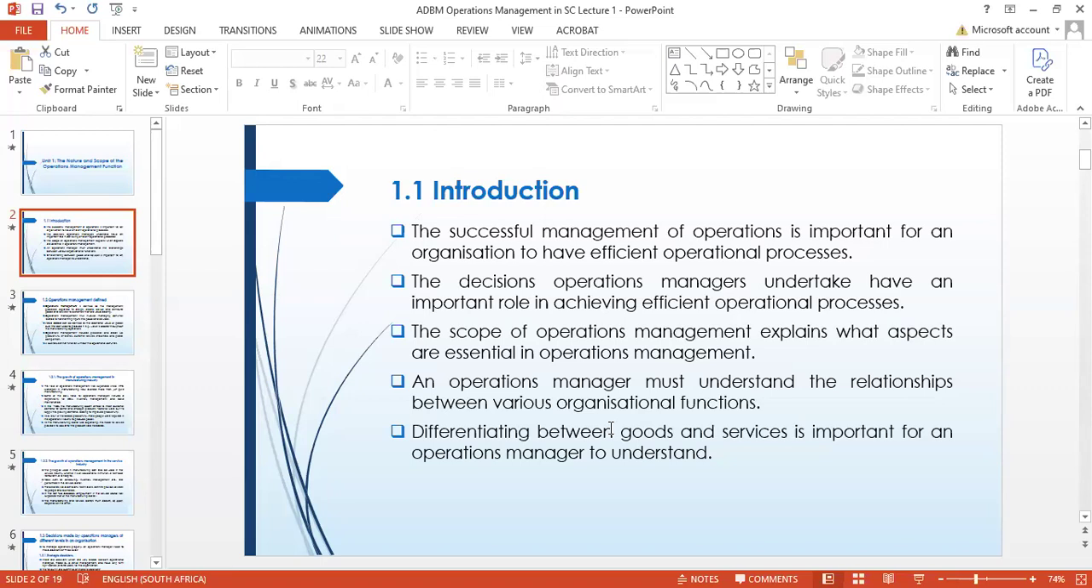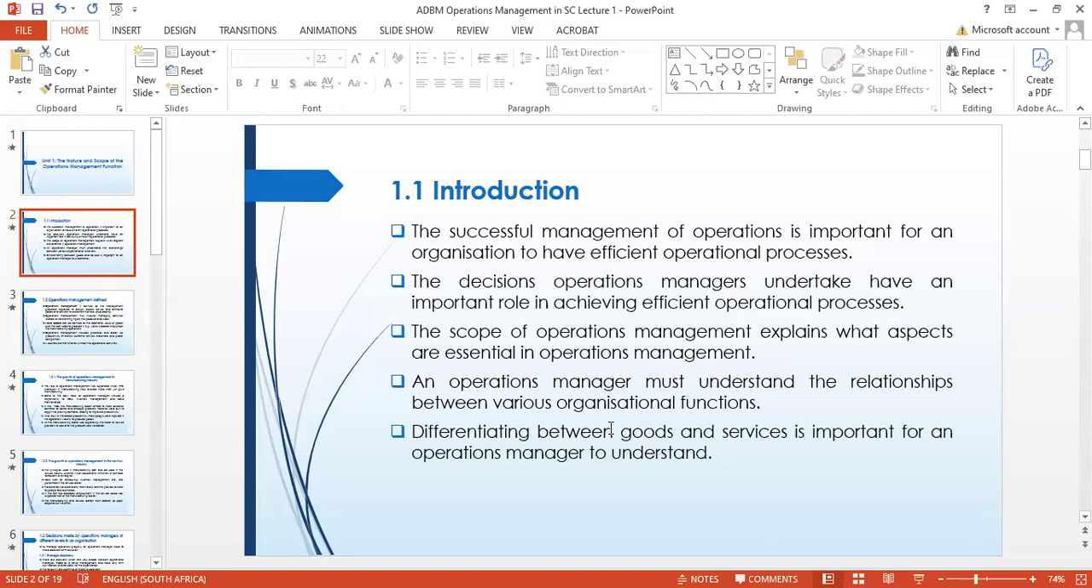Okay? So we have the scope of operations management that explains what the operations management that you're talking about in supply chain, for example, is all about. We find this information under the scope of operations management. An organization does not have one function, or one department. Functions and departments are the same thing, right? So we have various functions, various departments in an organization. So you as an operations manager, you must know the relationships between these departments. We'll look at these functions or departments later on in this unit.